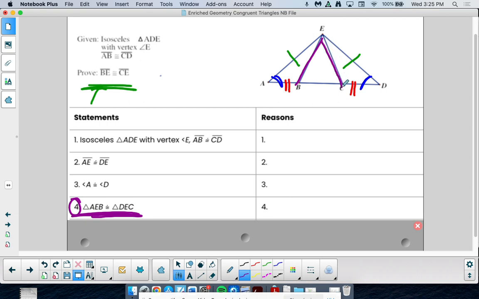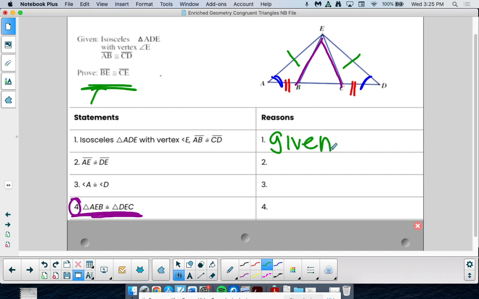Well, they look the same. And if you guys notice, they're in matching spots of those two triangles on the outside. So if we can show a triangle AEB, that triangle on the left, is congruent to triangle EDC on the right, then we would have corresponding parts. Okay, so let's go through it. So we have isosceles triangle ADE with vertex angle E, and segment AB is congruent to segment CD. That's just free information.